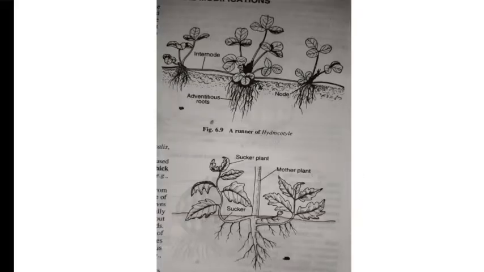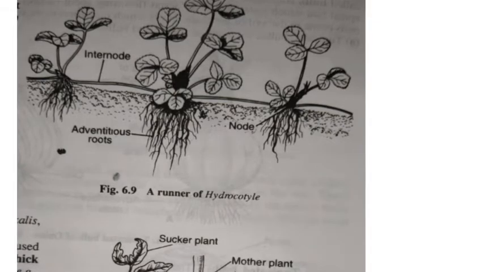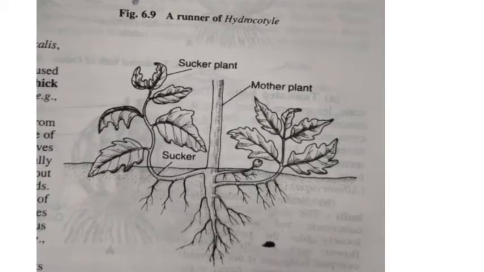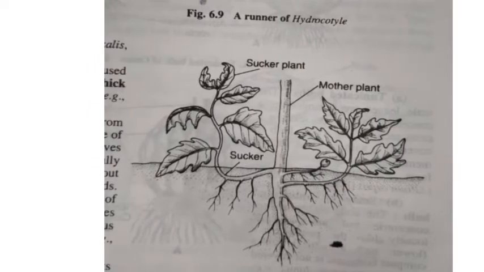Now the next modification you will observe is the subaerial modification. In this case you will see the runner. Here there is a horizontal movement of the stem above the ground, and each and every node is responsible for the formation of root as well as stem and leaf. This case is the sucker, and this is the case of mint. Here the part above is also the stem part, and from the stem a bud originates and ultimately forms a new plant. This is the case of the sucker.